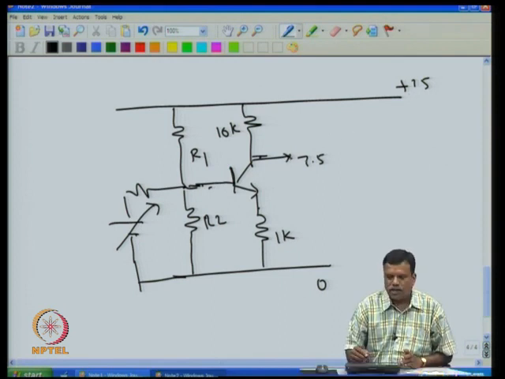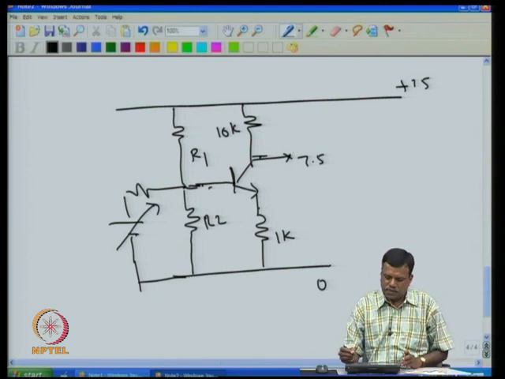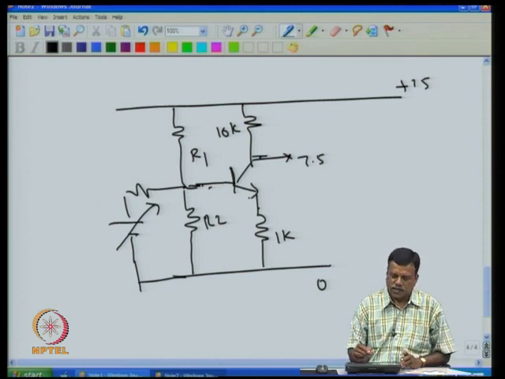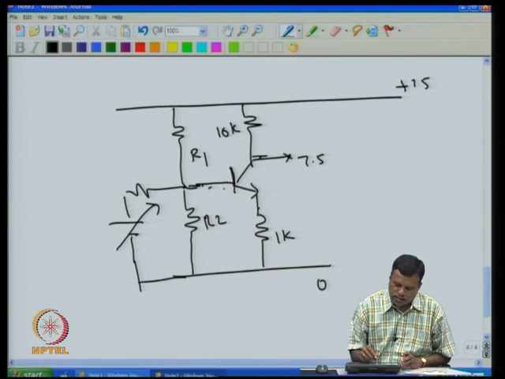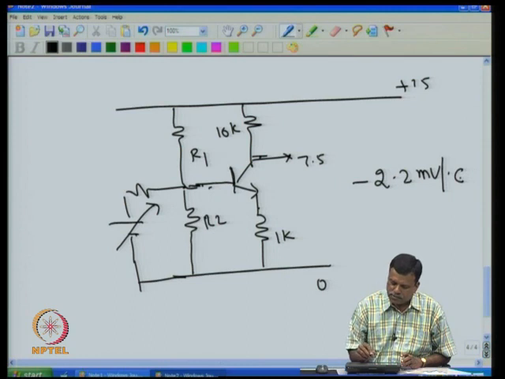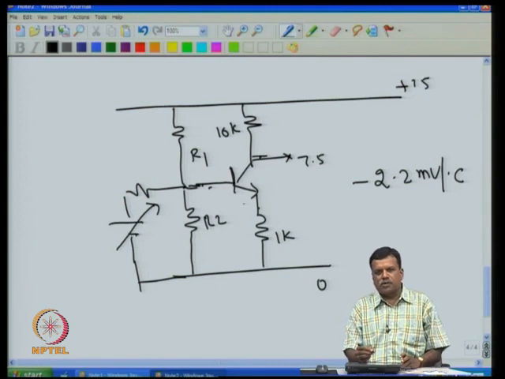Similarly, another serious problem is when temperature changes, then this transistor, which is kept in the ambient temperature, its temperature also changes. And when that happens, the base emitter voltage, which at room temperature was 0.6 for a given collector current, also changes, because the temperature coefficient of the base emitter voltage is minus 2.2 millivolt per degree C. That is, for every 1 degree temperature rise, the base emitter voltage decreases by 2.2 millivolt.